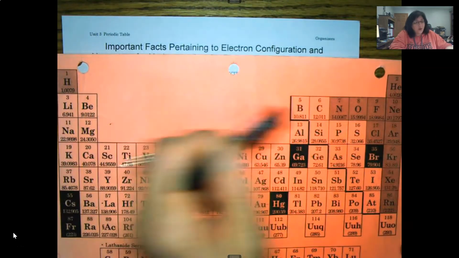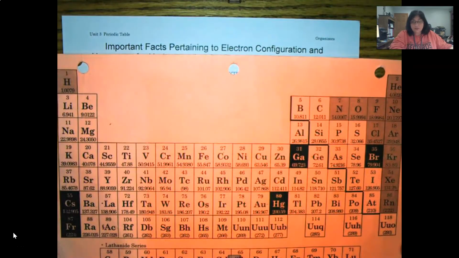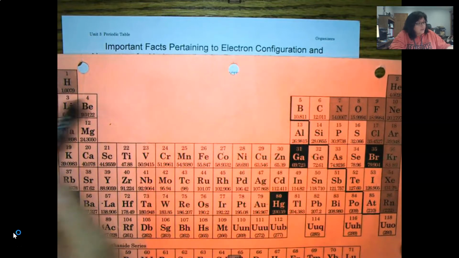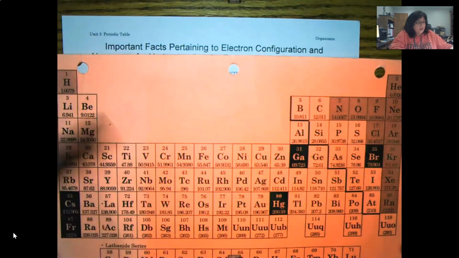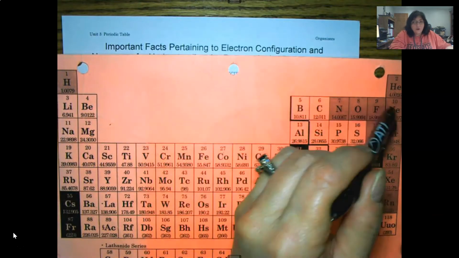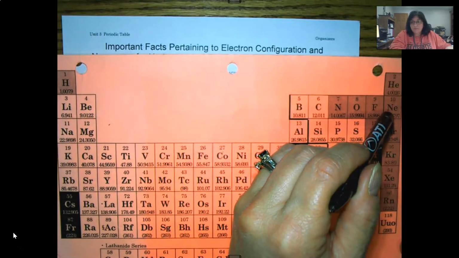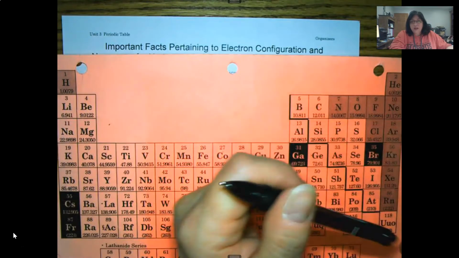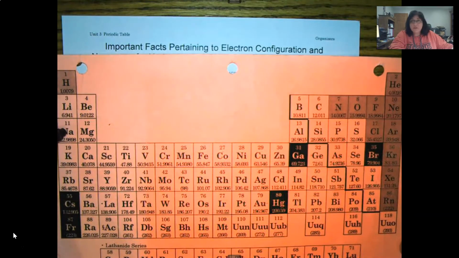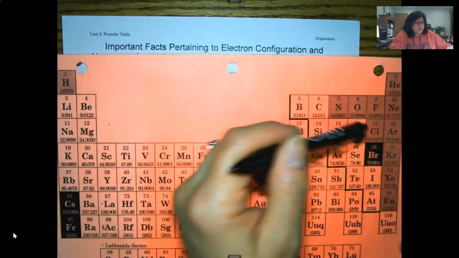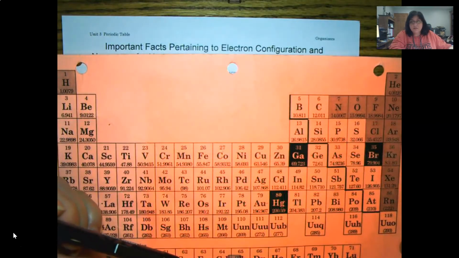If we go to the next row, now we're looking at the second principal energy level. All of these elements have valence electrons in the second shell. Lithium has 1, beryllium has 2, boron has 3, carbon has 4, all the way up through neon, who has 8. Then the second principal energy level is full. Then we move on to the third row, so we're looking at the third principal energy level, which means now the valence is 3. And again, 1, 2, 3, 4, 5, 6, 7, 8 valence electrons.